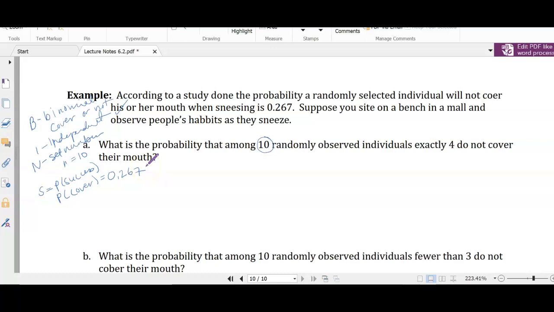Okay, so now, what is the probability that among 10 randomly observed individuals, exactly 4 do not cover their mouth? First of all, you've got to think about what symbol this problem indicates. The probability that exactly 4 people cover their mouth, because x, remember, is the number that cover. Okay? n is the number of trials. p is the probability of success.